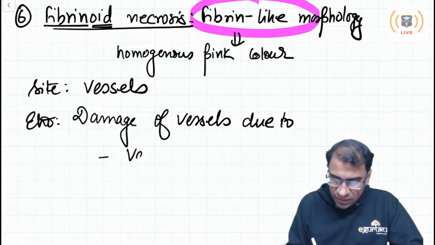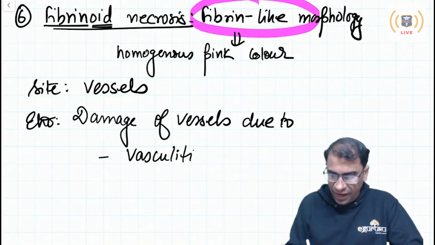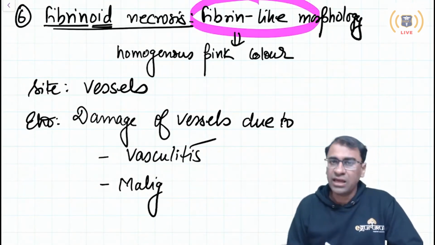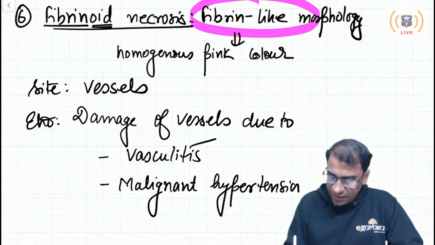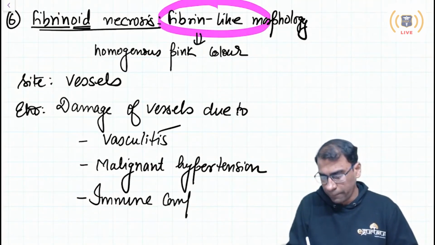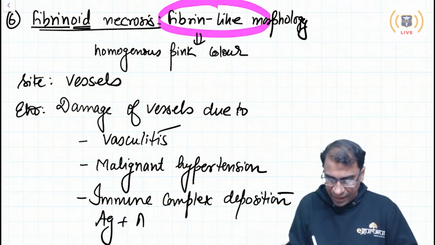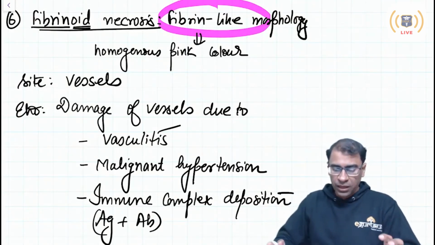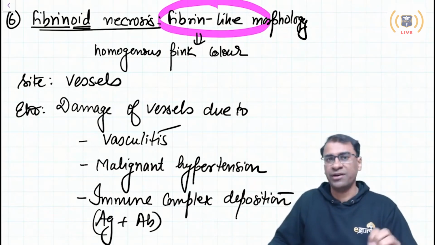The answer is either inflammation of vessels called vasculitis, or very high blood pressure called malignant hypertension, or there can be immune complex deposition, which we have read as antigen and antibody complex called immune complex deposition. So again I repeat, it happens in vessels. It happens because the vessels have been destroyed due to either of the three reasons.